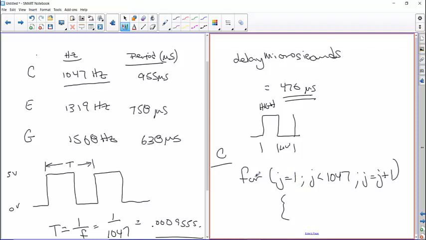Okay, so what you'll end up having is 3 for loops. One to play the note C, one to play the note E, and one to play the note G. So you have 3 for loops.